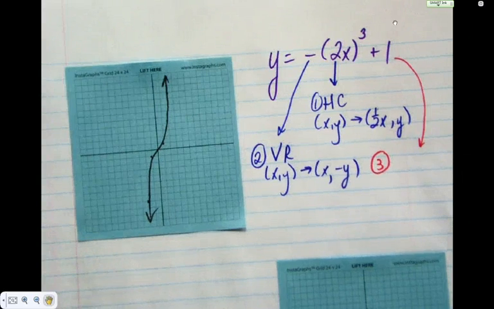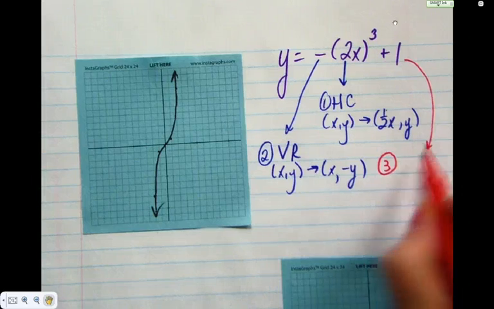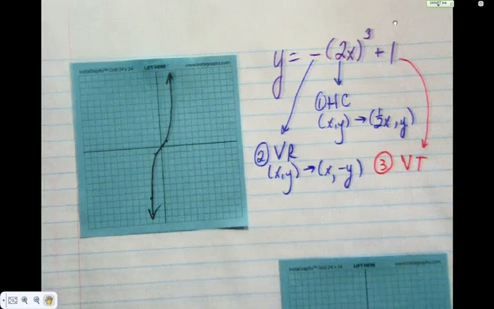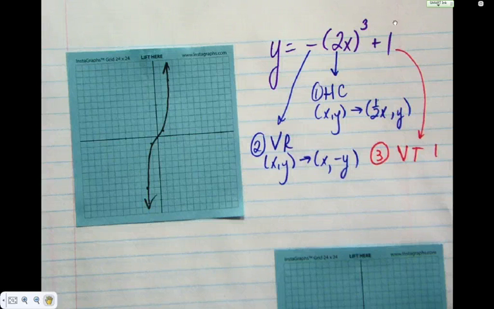And the very end is going to be our plus 1. Outside brackets or inside brackets. So that's a vertical translation. 1 unit. Up.